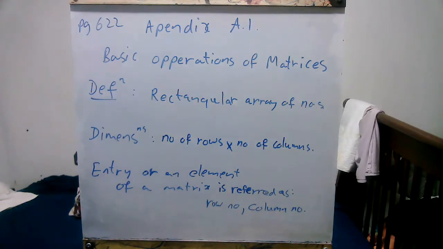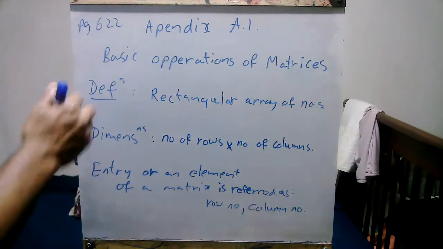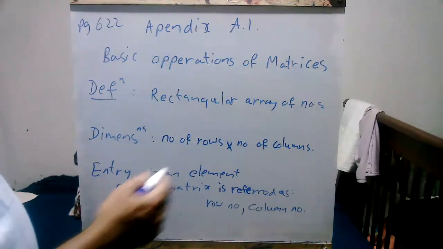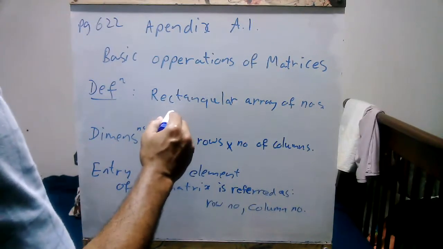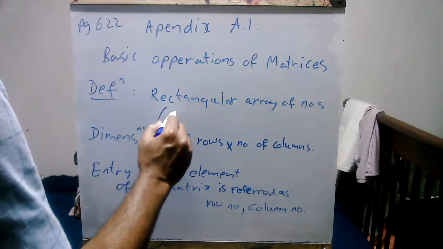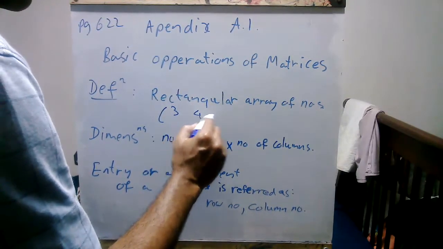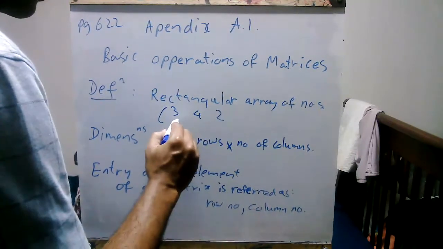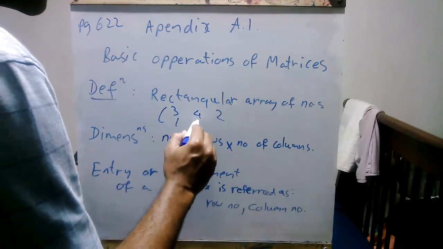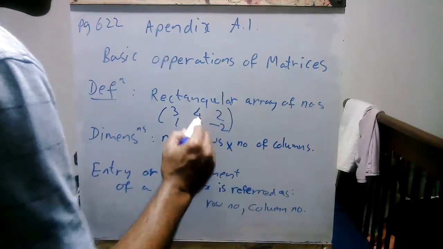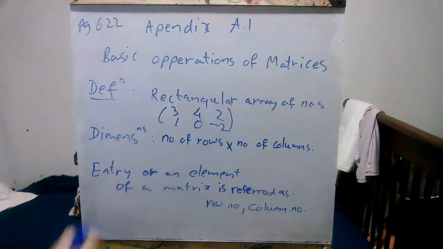The definition of a matrix is that it is a rectangular array of numbers. I'll give you a simple example: 3 4 2 in the first row, 1 0 -2 in the second row, right? So it's an array of numbers.